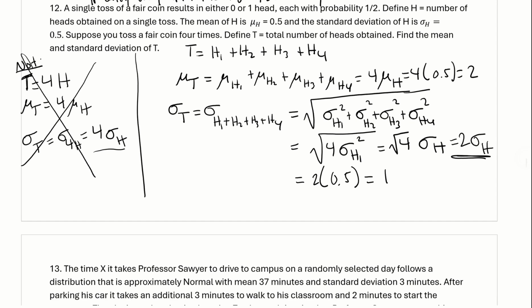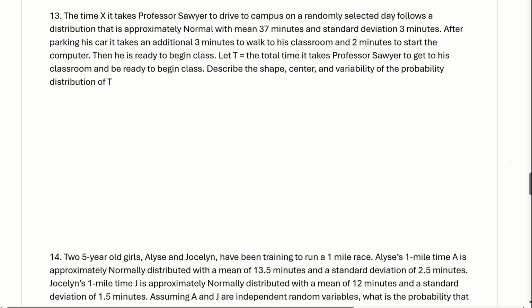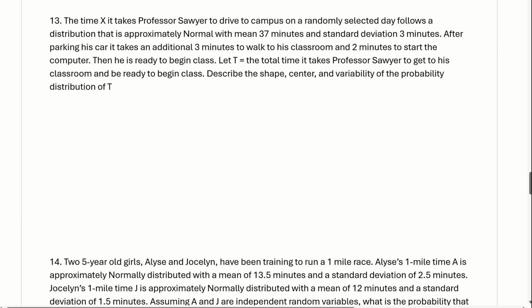Okay. All right, so number 13. The time x it takes Professor Sawyer to drive to campus on a randomly selected day follows a distribution that is approximately normal with mean 37 minutes and standard deviation 3 minutes. After parking his car, it takes an additional 3 minutes to walk to his classroom and 2 minutes to start the computer. Then he is ready to begin class. Let t equal the total time it takes him to get to his classroom and be ready to begin class. Describe the shape, center, and variability of the probability distribution of t.